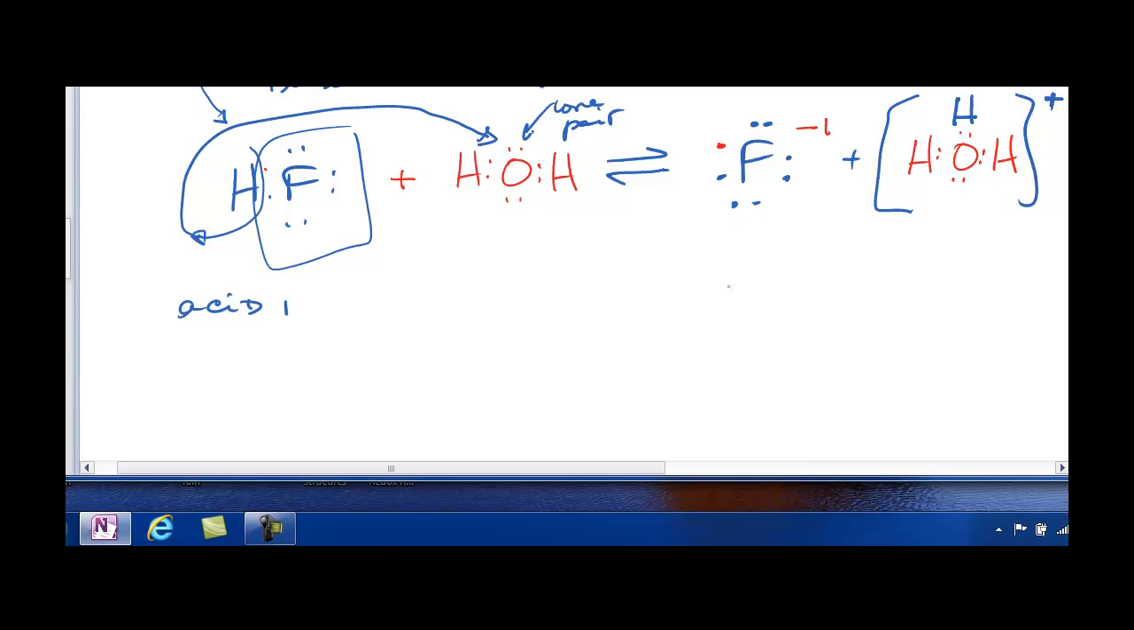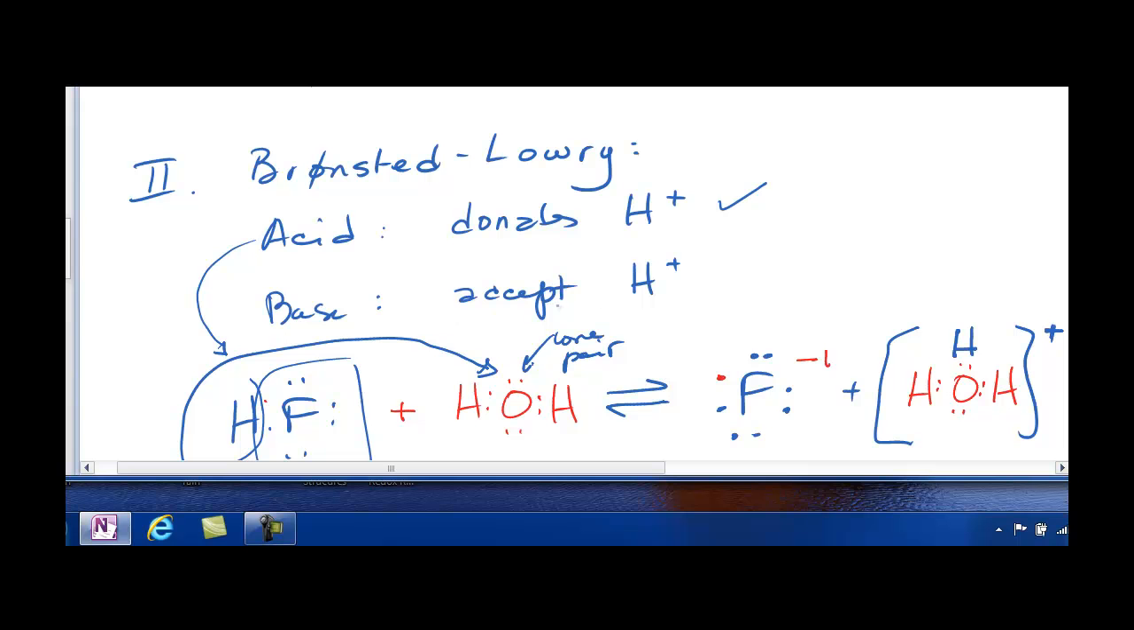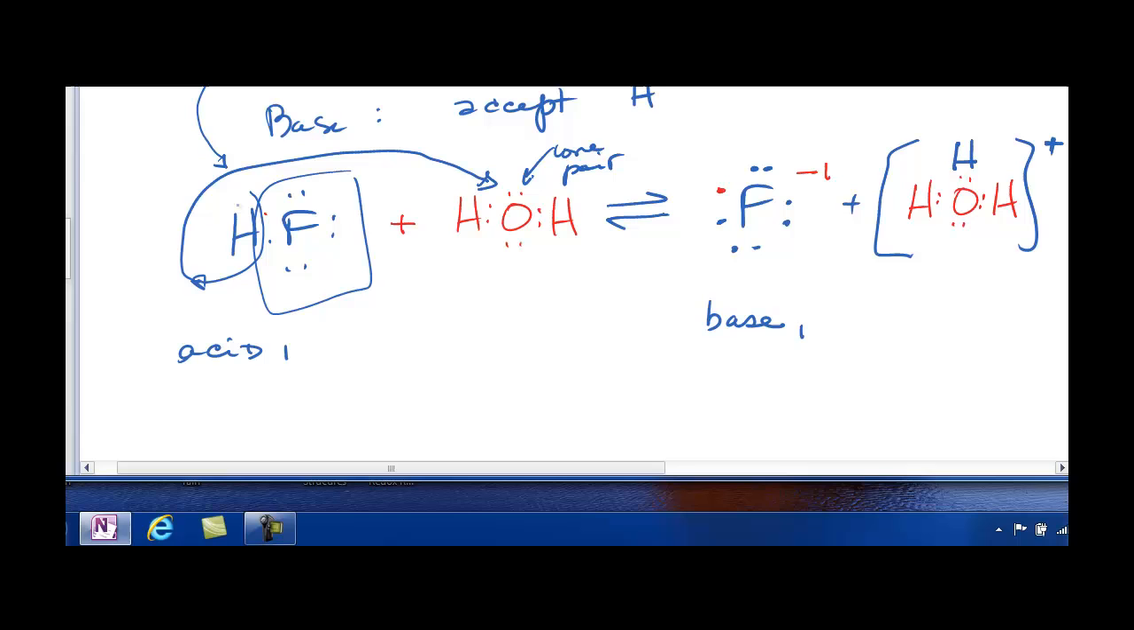The fluoride ion is going to be a base, so I'm going to call that its conjugate base, or base 1. Now what's water doing? Water is accepting a hydrogen ion, right? It has a lone pair, and that H plus that HF is donating is accepted by the water. So that is also a base, but to differentiate it from base 1, I'm going to call it base 2.